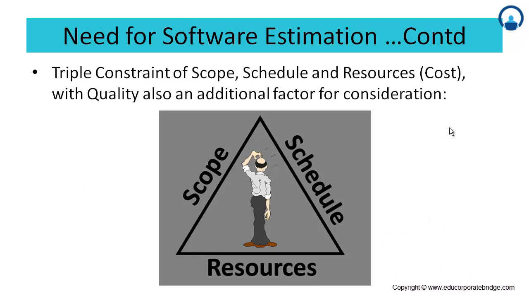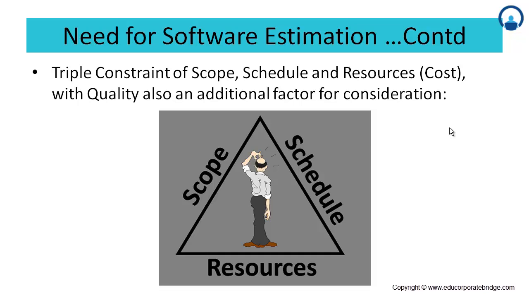Now we can see the triangle, and there's a person who is confused as to what he should consider first, whether he should look at scope, schedule or resources. Now this is called the triple constraint of scope, schedule and resources, which ultimately is cost, with quality as an additional factor of consideration. So you can't look at only one item in isolation.